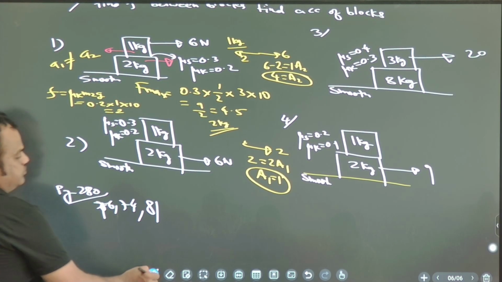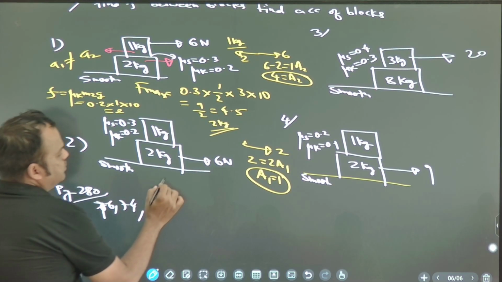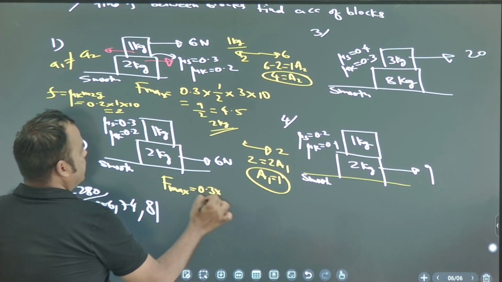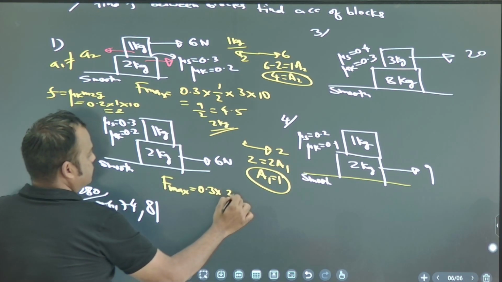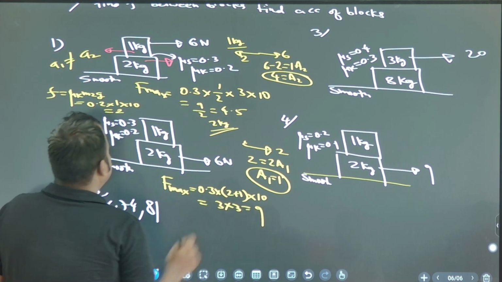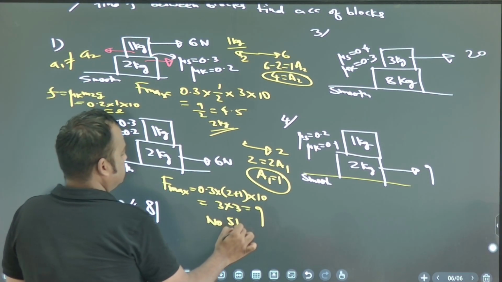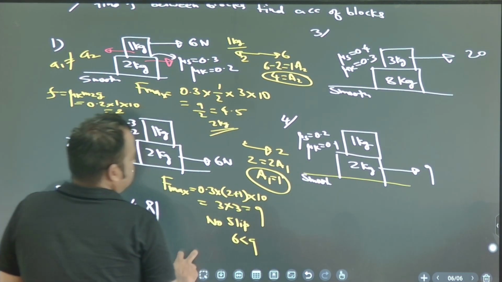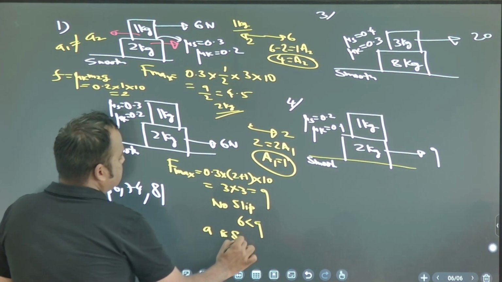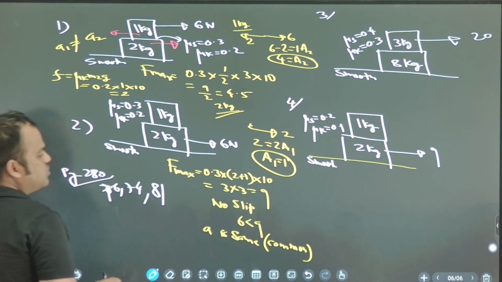Now question 2, slip or no slip? No slip. Okay, so this is case 1, so 0.3 into m1 plus m2 into 10, 3 into 3, 9, and you are exerting 6, so no slip. So the acceleration is the same, common.